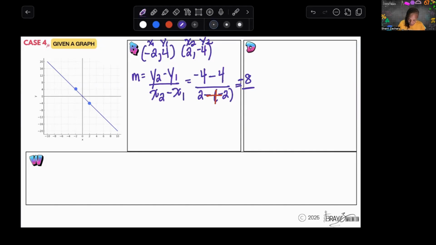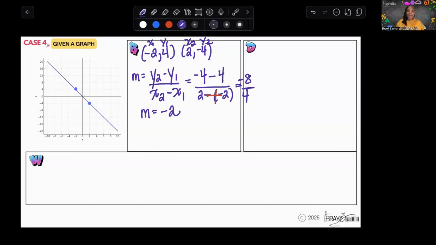So 2 plus 2 is 4. I have negative 8 divided by 4. The rule says that if a positive is divided by a negative, then it is a negative. Or if a negative is divided by a positive, it is a negative. So in this case, I have negative 2. My slope is negative 2.